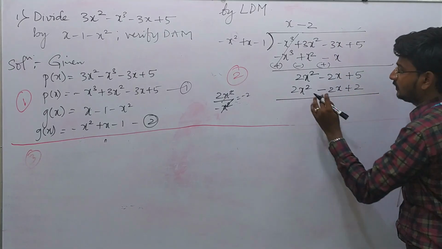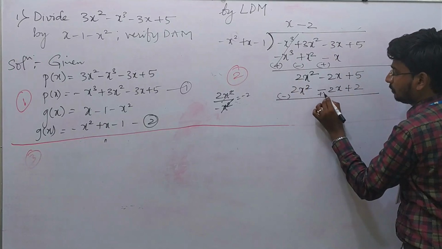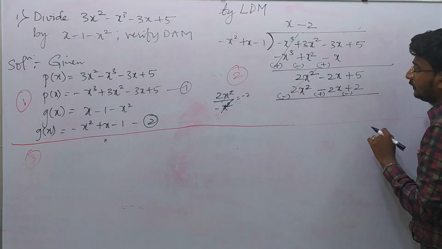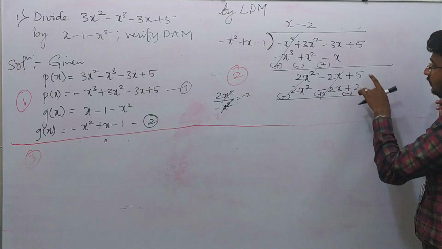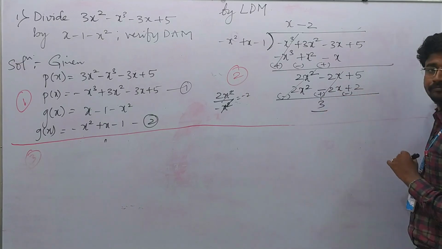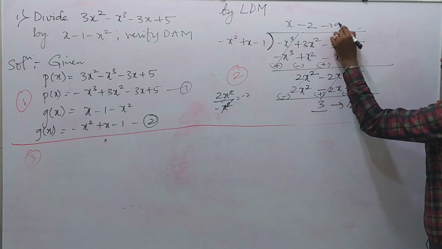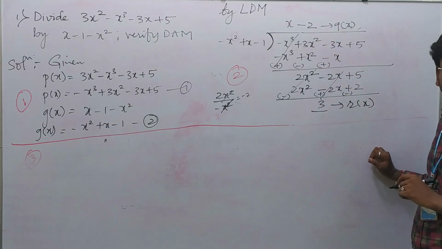Again new terms, change sign: minus, plus, minus. These two cancel, plus 2x square minus 2x square, minus 2x plus 2x cancel, 5 minus 2, 3. So finally I got remainder r of x as 3, and q of x as x minus 2.